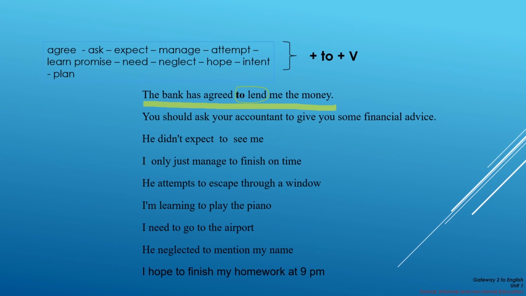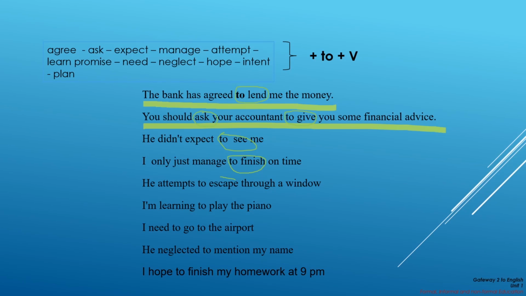The second example, you should ask your accountant to give you some financial advice. So the verb ask followed by to give. This is the full infinitive. He didn't expect to see me. The verb expect followed by to see. To see is the full infinitive. I only just managed to finish on time.